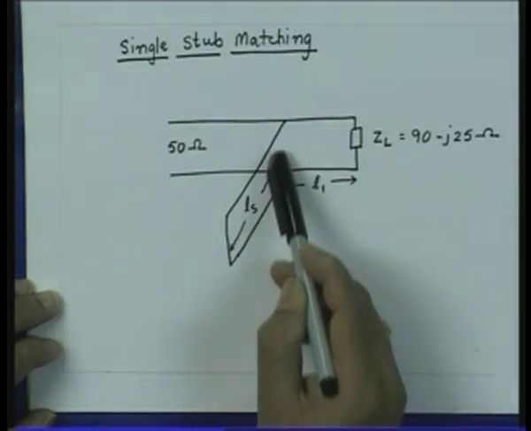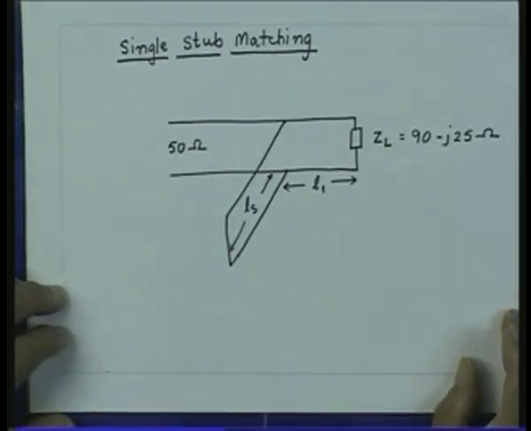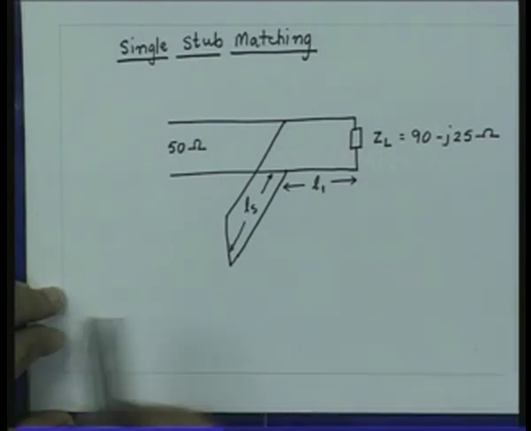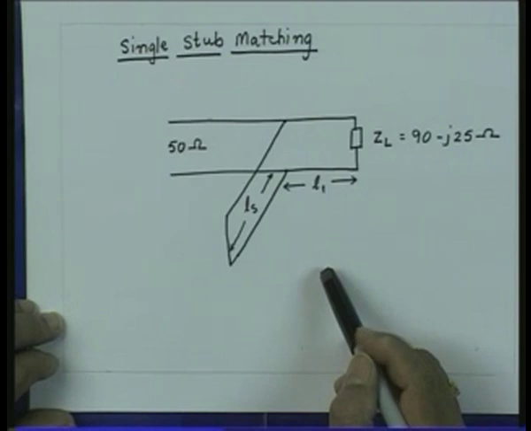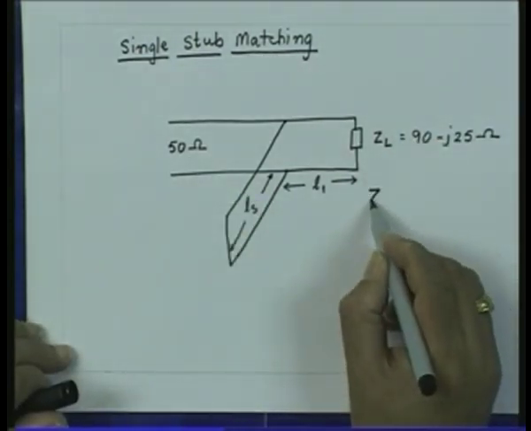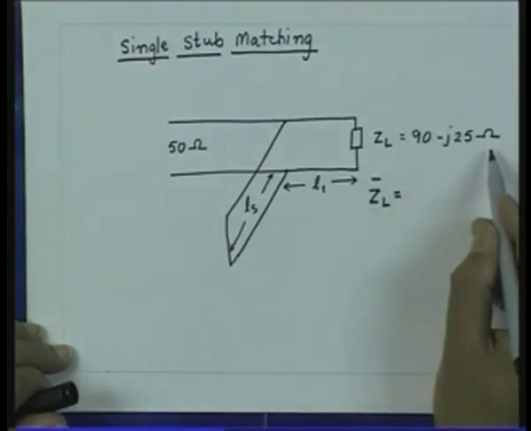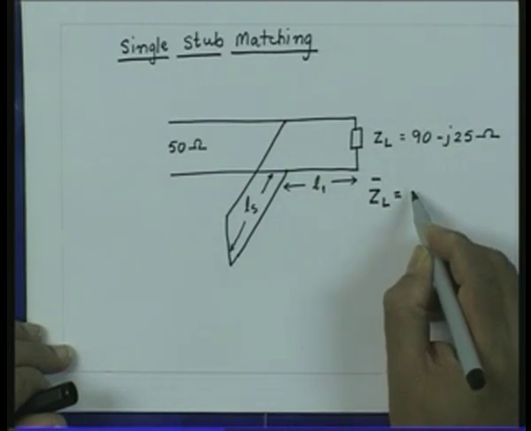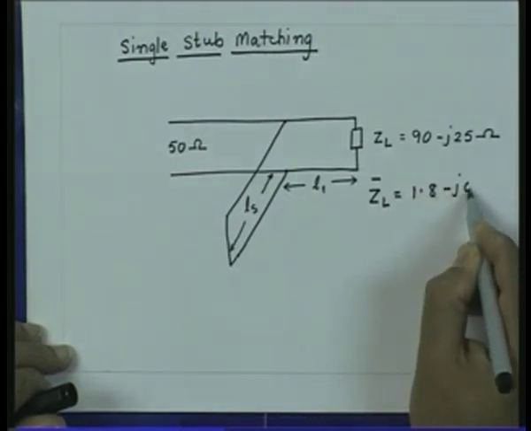The impedance of the transmission line is same as the characteristic impedance of the line, which is 50 ohms. So, as we proceed, first thing we do is we normalize this impedance with the characteristic impedance. So, you get ZL normalized, that is this 90 minus j25 divided by 50. So, this will be 1.8 minus j0.5.